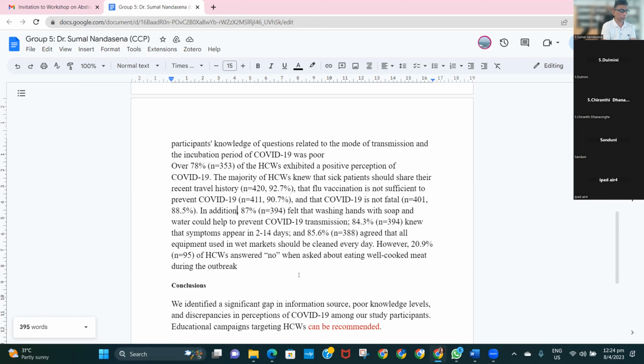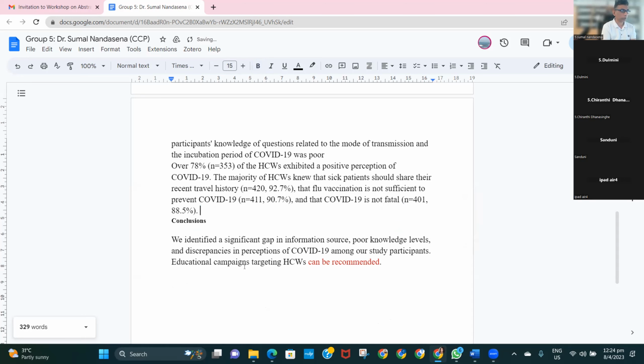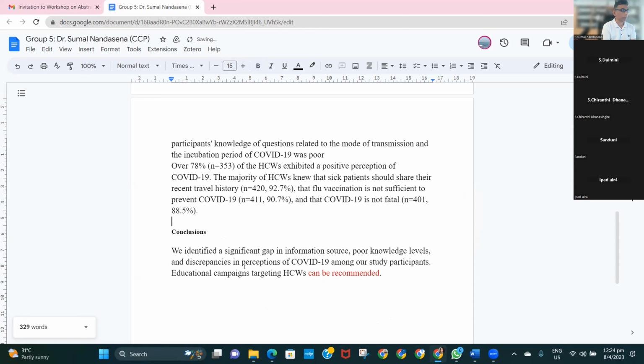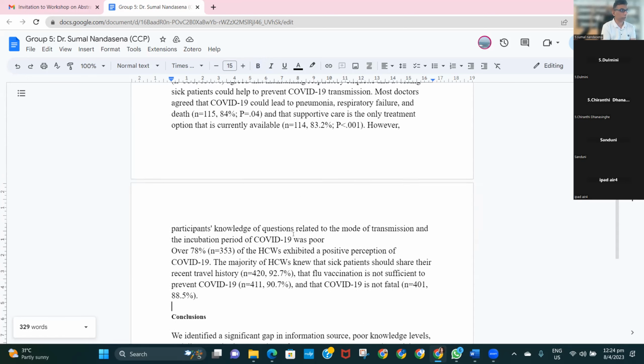I would say, since the time is limited, we have to go a little fast as well. So keep: the majority of health workers knew that sick patients should share their recent travel history, that flu vaccination is not sufficient to prevent COVID-19, and that COVID-19 is not fatal. After that, I would delete at this moment, because the time is not sufficient for us. Okay, right. Keeping it like this, shall we go to the methodology section?